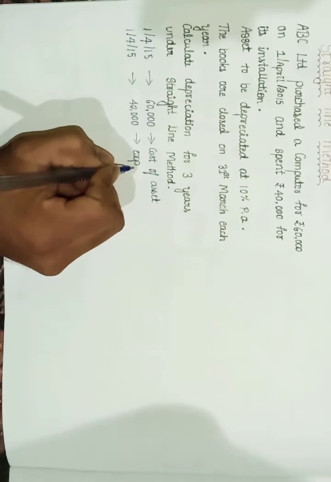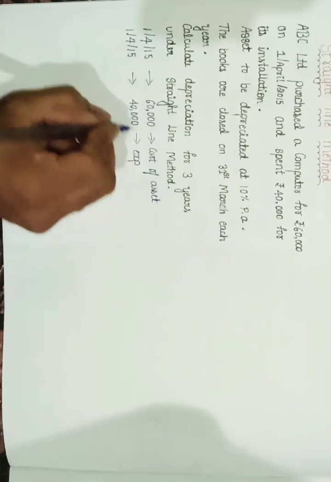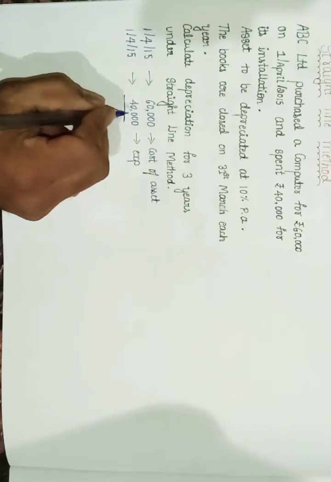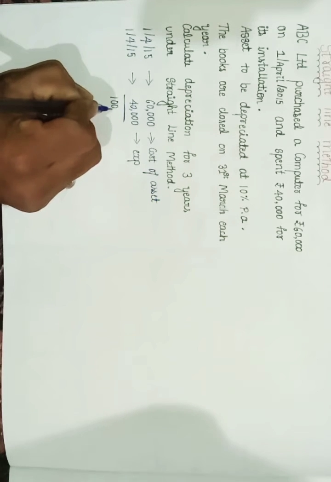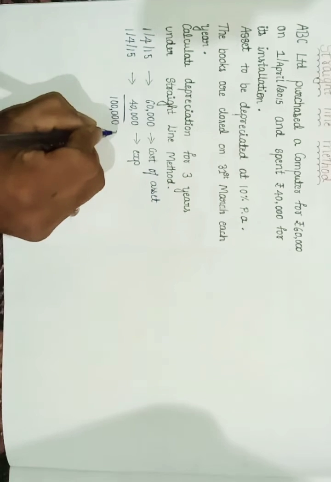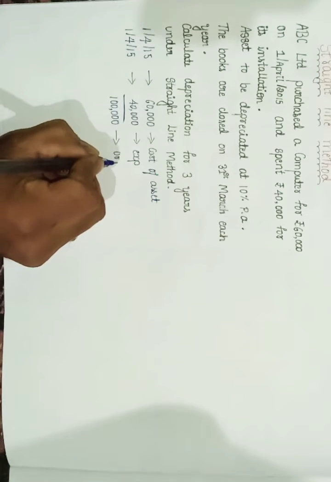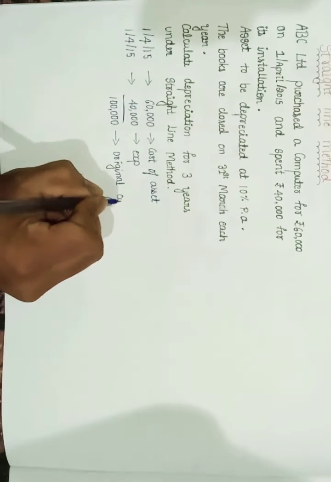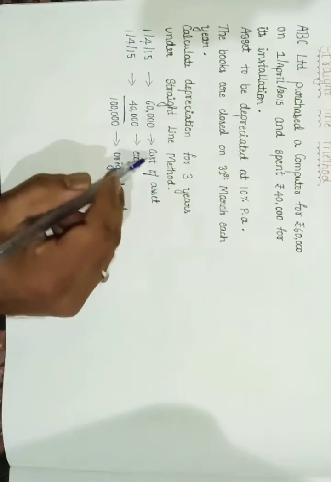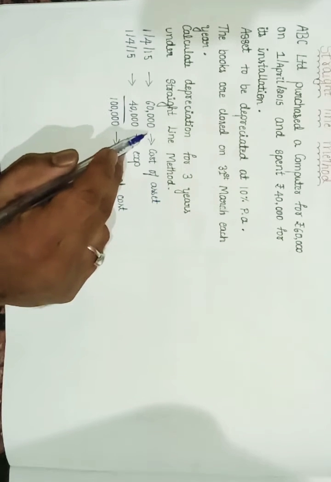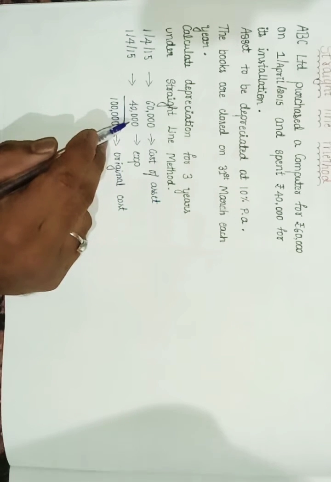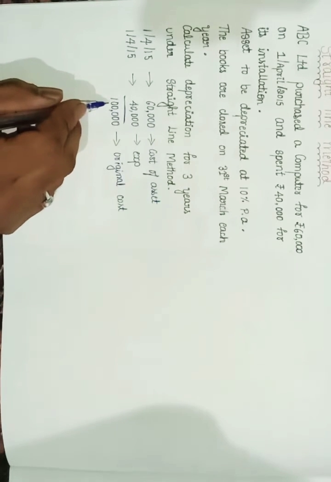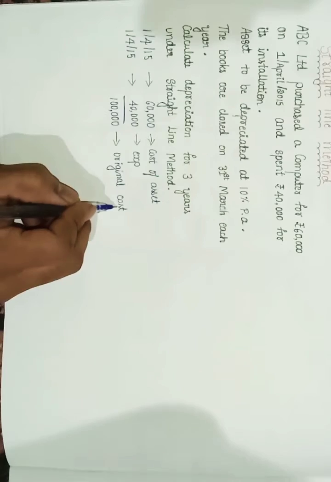Now the original cost of asset, which means the actual amount we spent towards that asset purchase, is totally 1 lakh rupees. It is called the original cost. For purchasing the asset, we spent 60,000. For its installation, we spent 40,000. Totally towards that asset, the computer, we spent 1 lakh rupees. This is called the original cost.